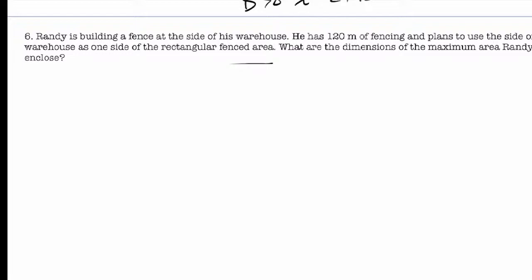So for this question here, Randy is building a fence at the side of the warehouse. He has 120 meters of fencing and plans to use the side of the warehouse as one side of the rectangular fenced area. What dimensions of the maximum area can Randy enclose?